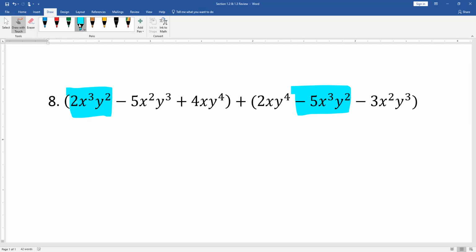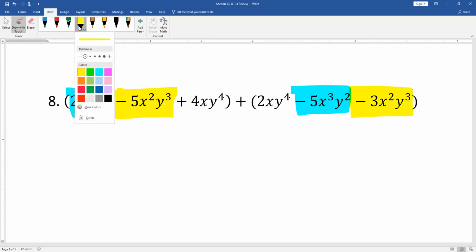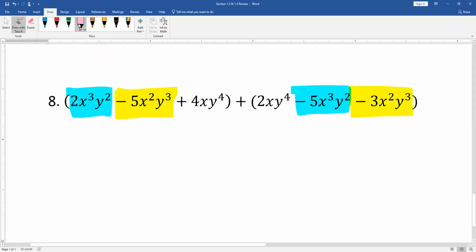Okay, and the next one, x squared y to the third. We do have one of those, right? This -5x squared y cubed, and -3x squared y cubed. And then our last one, oh no, I'll just use a pink, I guess. 4 is this xy to the fourth and xy to the fourth. Yep, so these guys go together as well.